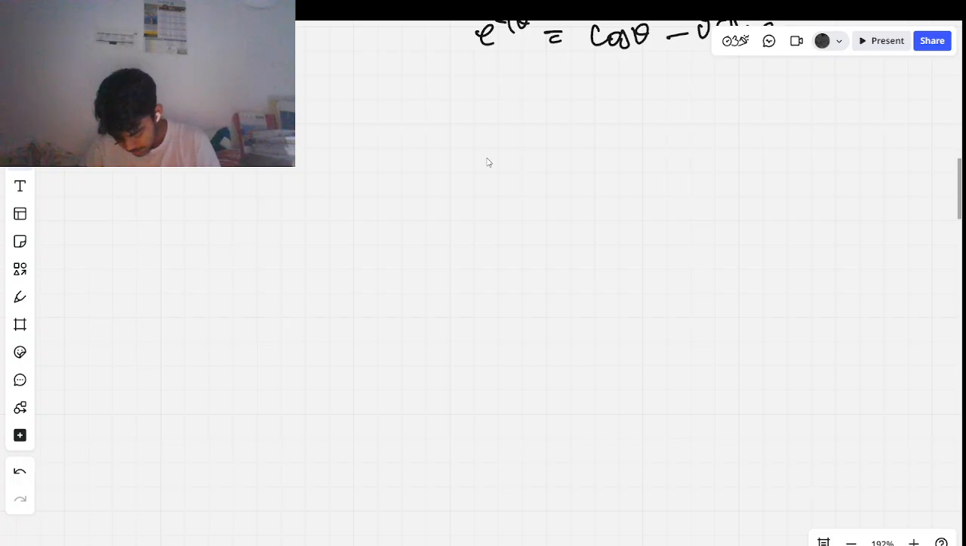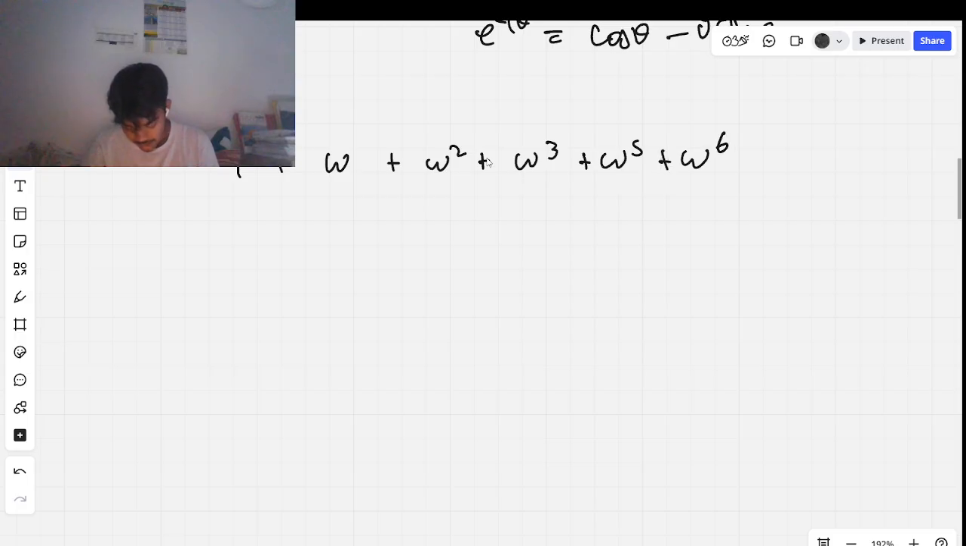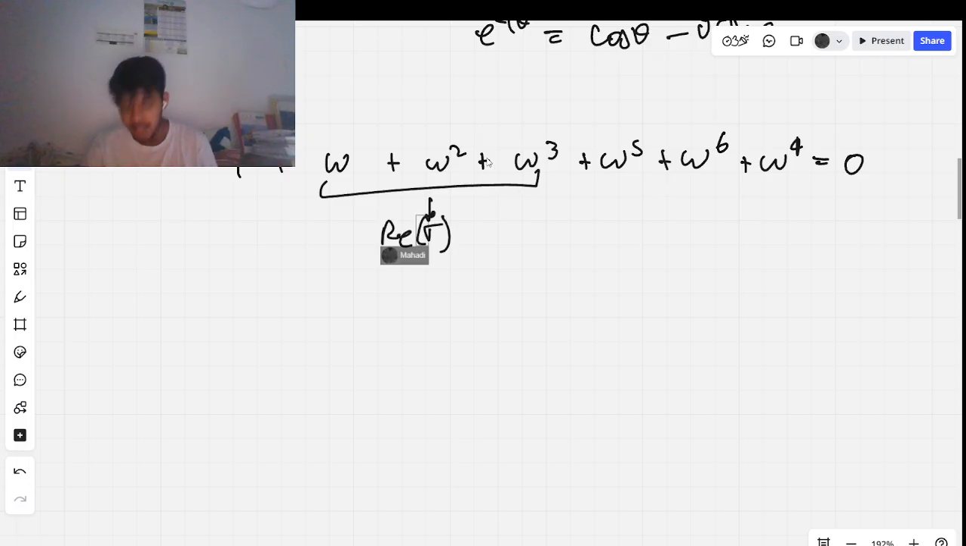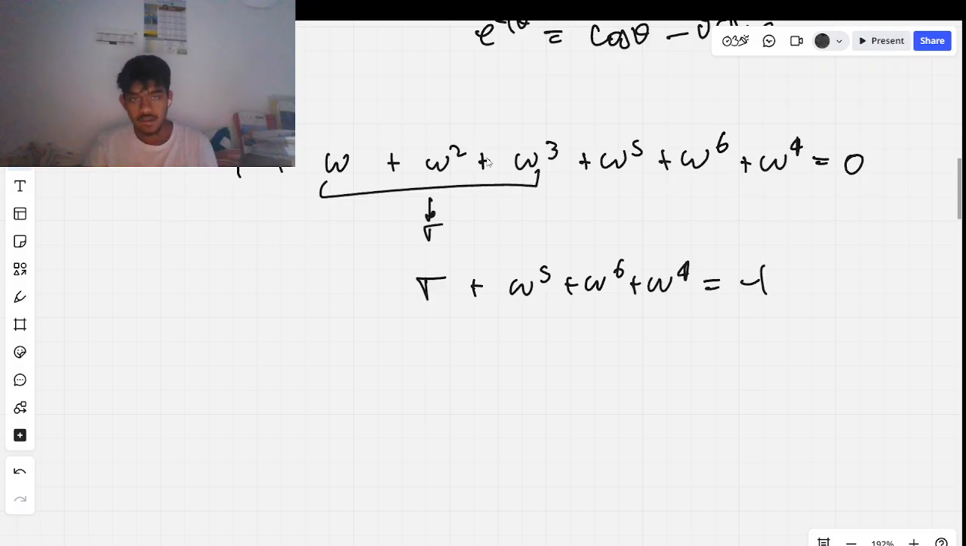I'm going to rewrite this as 1 plus w, w squared, w cubed, w to the 5, and w to the 6, and I believe I missed w to the 4, doesn't matter, is equal to 0. I'm going to bring the 1 to the other side, and I'm going to call this t, or at least the real part of t, because that's what I'm concerned about. I'll get to that in a second. t plus w to the 5, w to the 6, w to the 4 is equal to minus 1.